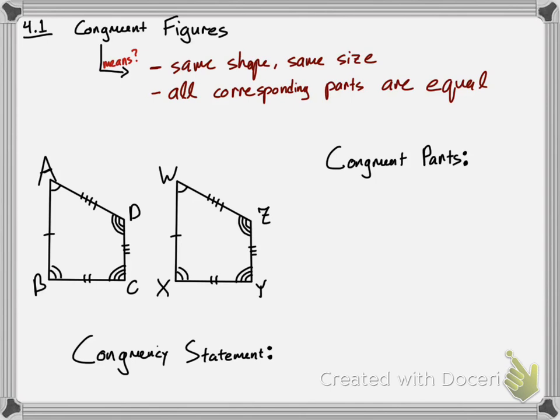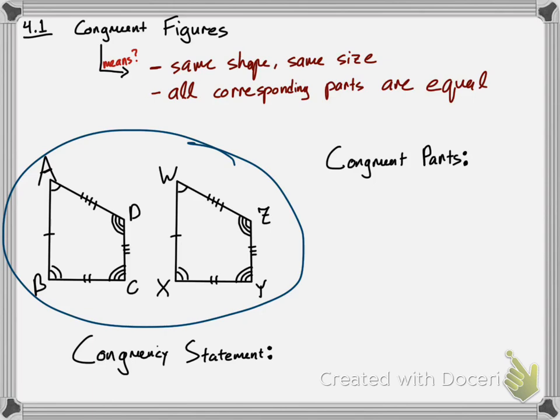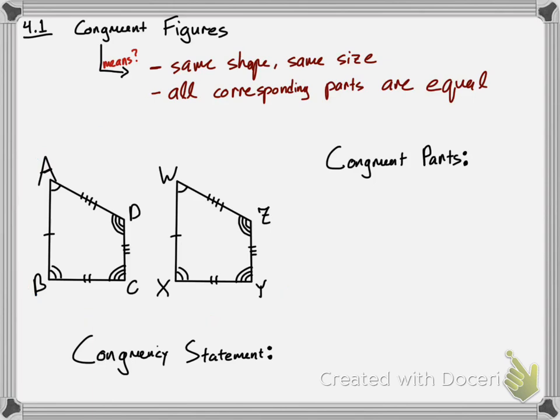So we're going to look at our two figures here. We have a quadrilateral, four-sided shape, and they are the same shape, and they appear to be the same size. Now, we were talking about corresponding parts a moment ago. Corresponding parts are pieces, sides, angles that are in the same position. So, for example, we can see that A and W, they are both in the same position. B and X, they're in the same position. Same for C and Y, and D and Z.